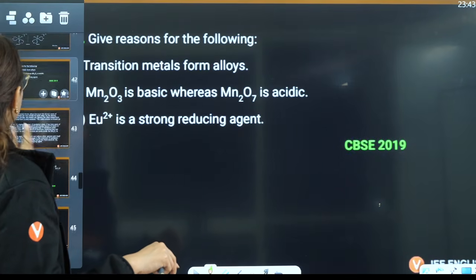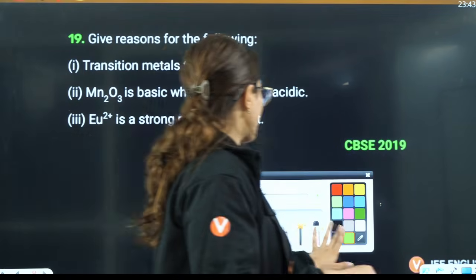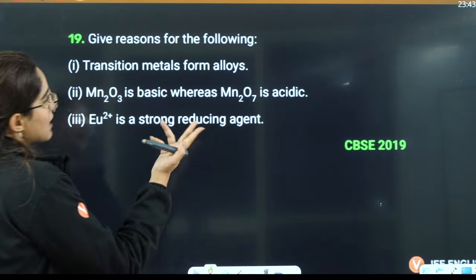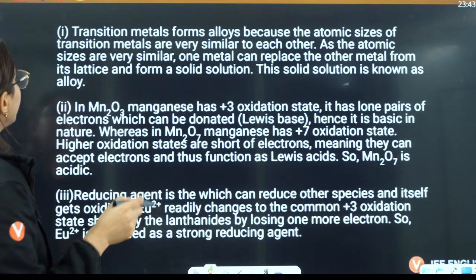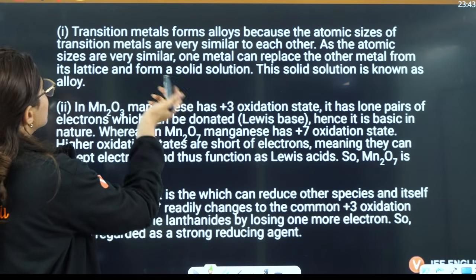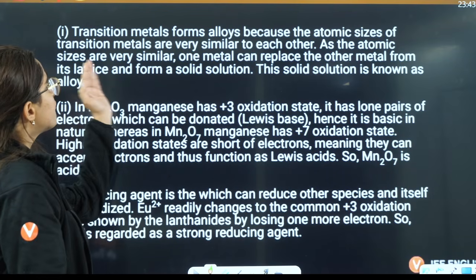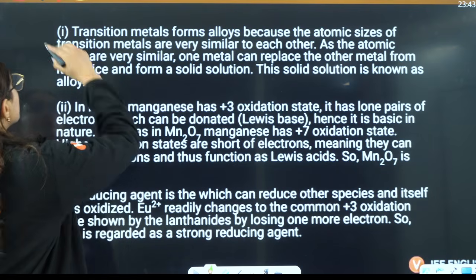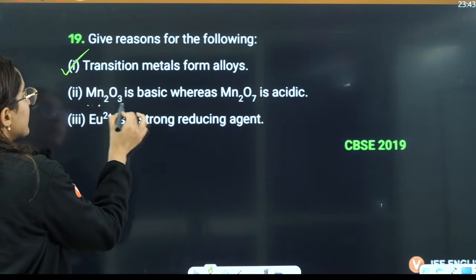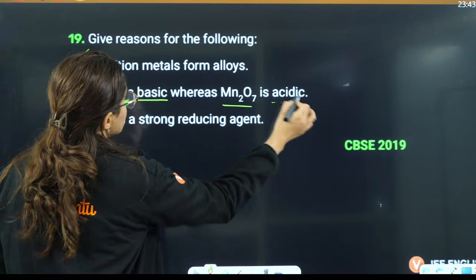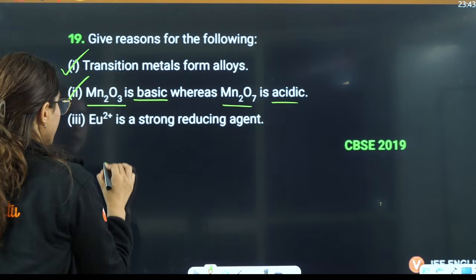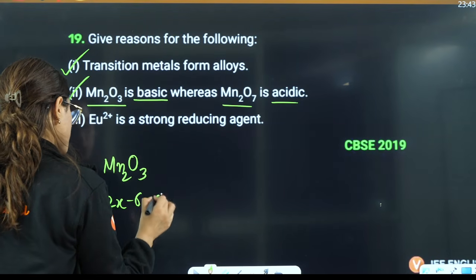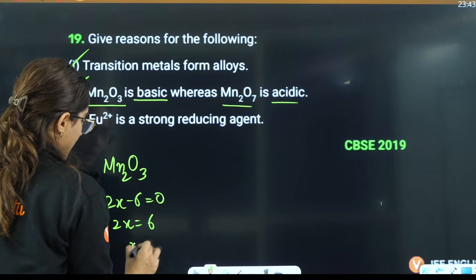Next question, guys. Let's see the next question here. It says, give reasons for the following. Transition metals form alloys. Again, the same question that we did. Why? Because they have very similar sizes to each other. One metal can replace another metal in the lattice and form a solid solution. This solution is known as an alloy. Then Mn2O3 is basic, whereas the other is acidic. Why? Simple, oxidation state. For Mn2O3, 2x minus 6 is equal to 0, 2x is equal to 6, x is equal to plus 3.